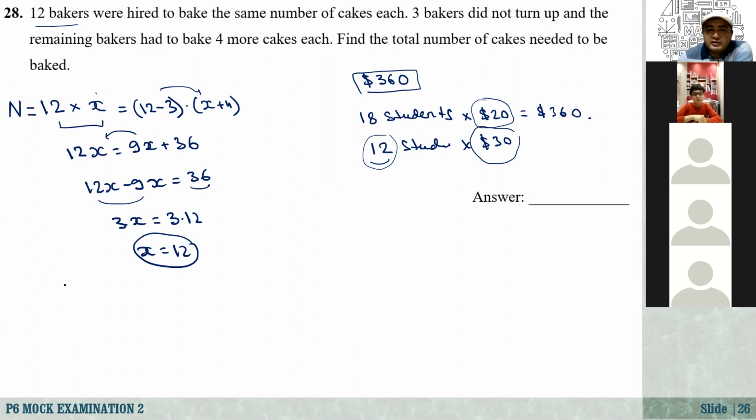Now we need to find the total number of cakes needed to be baked. So the total number is n, and there are 12 bakers, and each one should bake 12. So the answer is 144.